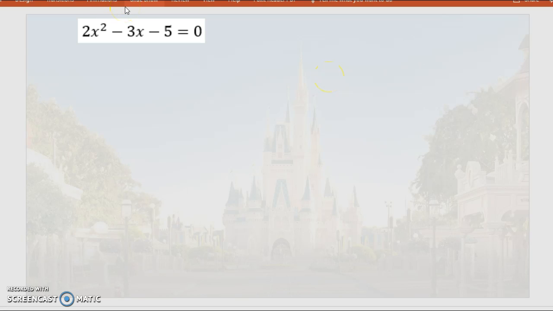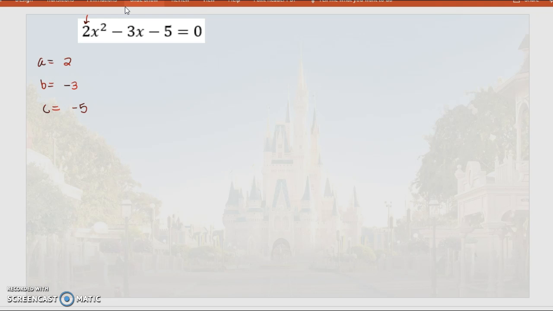It didn't tell us what A, B, and C are, but we can figure this out. A is the first number. It's 2. B is -3. And C is -5. All right, I didn't write it on this slide, but it's okay.